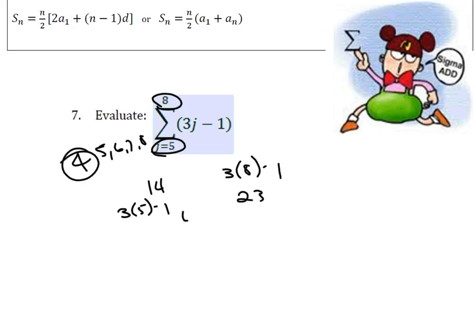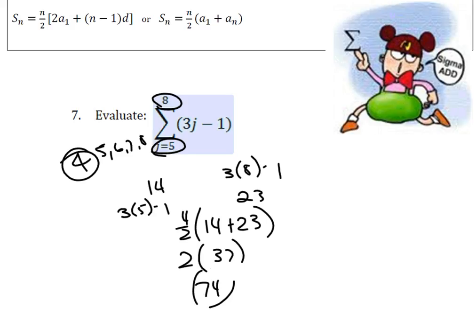So it's going to be 4 over 2. First term 14, last term 23. So that's going to be 2 times 37. So that's going to be 74 for an answer.